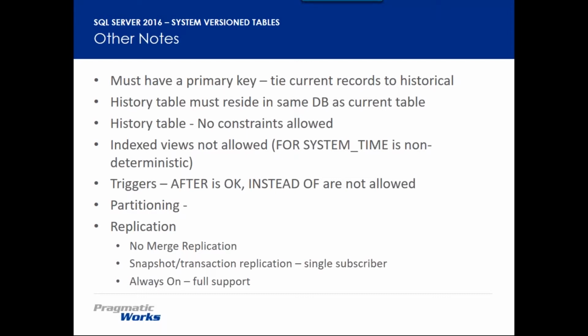Partitioning, I mentioned it there. You can use partitioning. If your parent table is partitioned and you create your child table, it does not take the partitioning with it. You would have to create that ahead of time, but you can do that. And then replication, Always On works with temporal tables, but you can't do merge replication. And with transactional replication, that only works with a single subscriber.